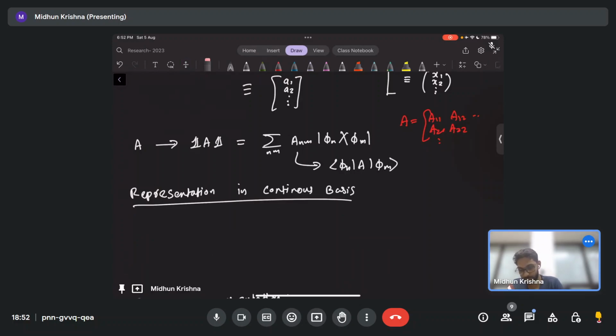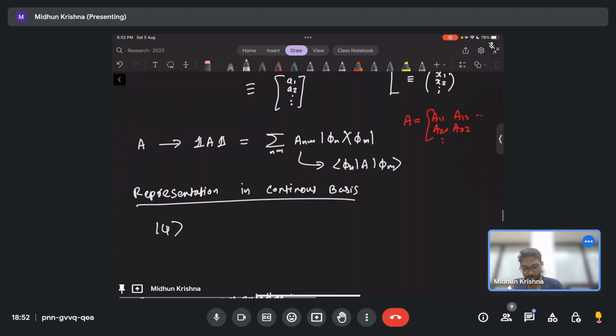Let's say I have a quantum state psi. It's some state representing a particle moving in one dimension. So there's only one dimension.